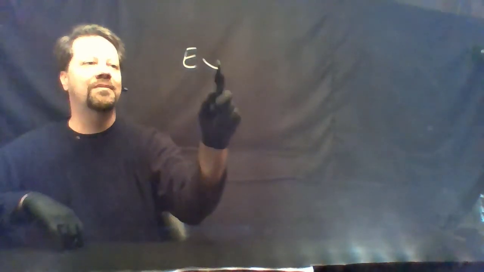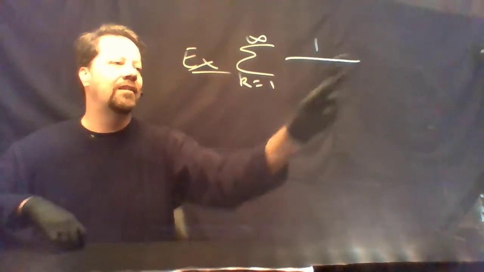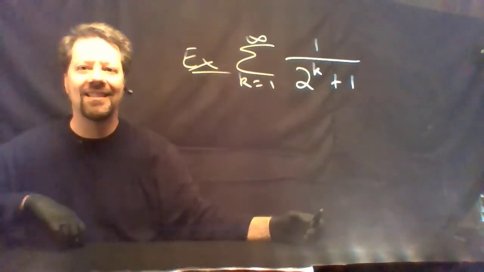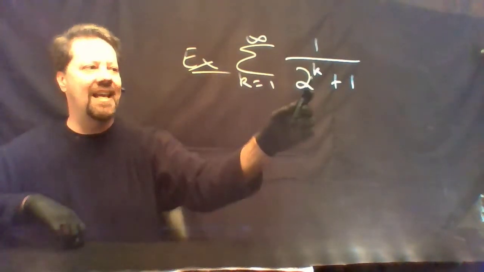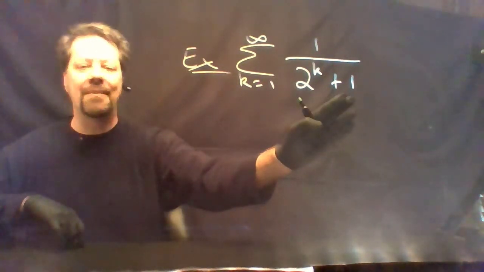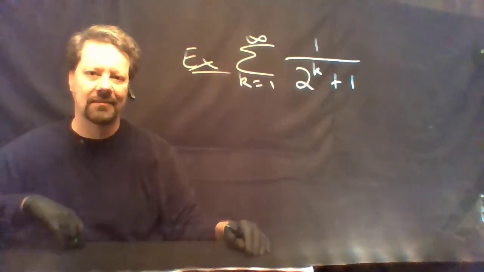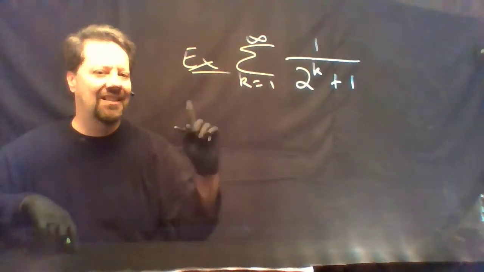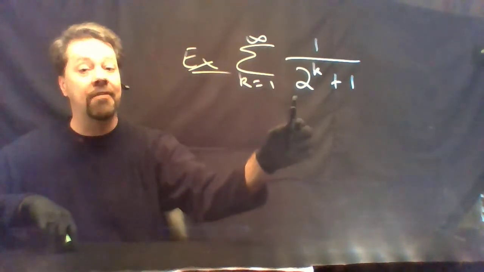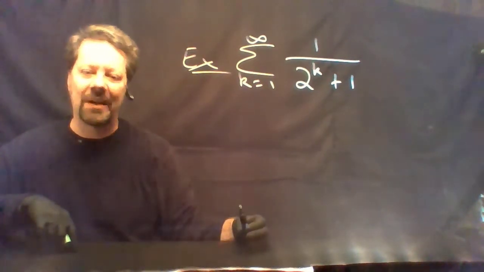So for example, if we have the sum as k goes from 1 to infinity of 1 over 2 to the power of k plus 1, you would like to say that when k gets big, this exponentially growing function in the denominator is going to completely dominate the denominator. The plus 1 shouldn't matter. You should be able to ignore it. Why not? You have to make sure that you get the inequality going in the right way. This will behave very much like a geometric series when k gets big. We just have to make the comparison in the right direction.